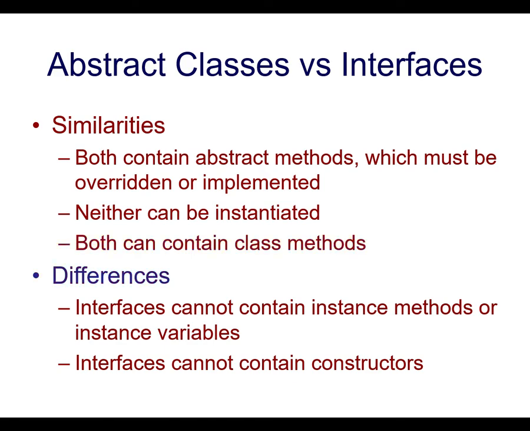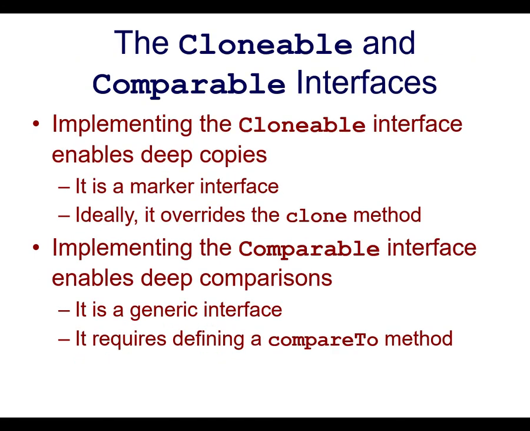Next, the differences. Interfaces cannot contain ordinary instance methods or instance variables, but they can now contain default methods, which are a special kind of instance method. Interfaces cannot contain constructors. Recall that abstract classes can contain constructors, but they can only be called by the constructors of subclasses. We conclude our discussion on interfaces by discussing 2 predefined Java interfaces that are frequently implemented.